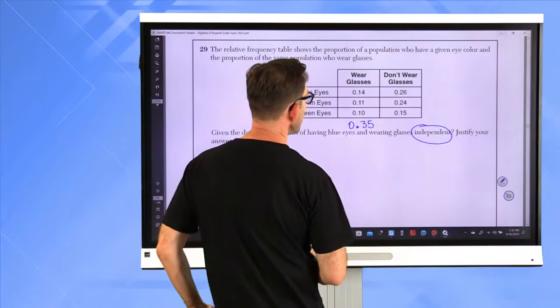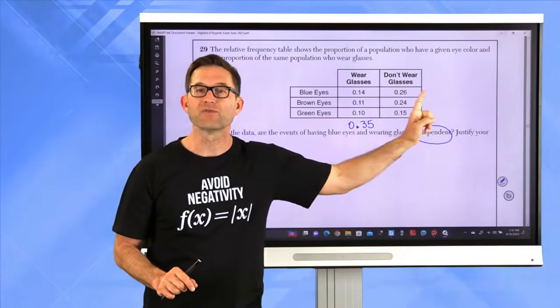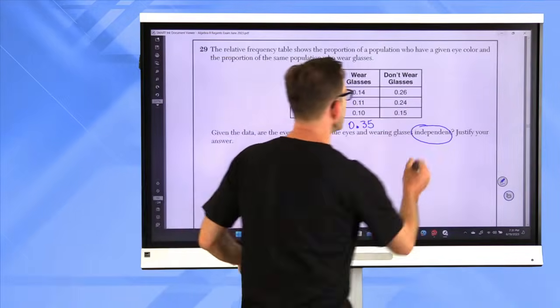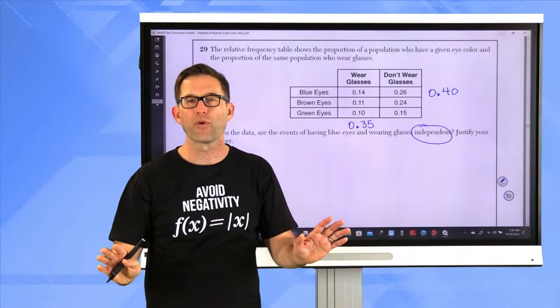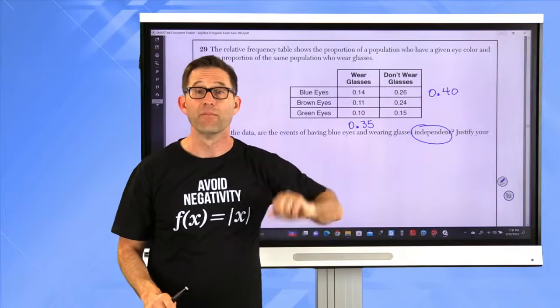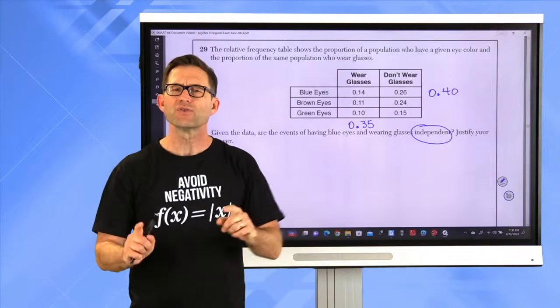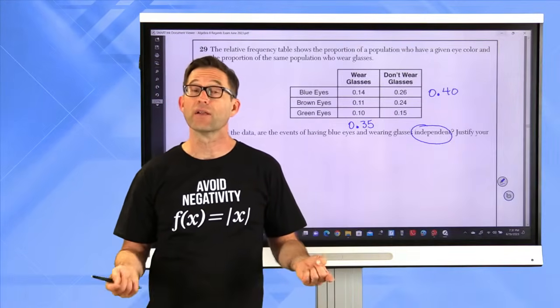I apologize. Now, the total number of people who have blue eyes, if I add these two together, that's going to be 0.4. So I can kind of think about this again in terms of like if there were 100 people in the room, 35 of them are wearing glasses and 40 of them have blue eyes. So what does it mean to be independent? Well, there's two ways that you can kind of take a look at this.